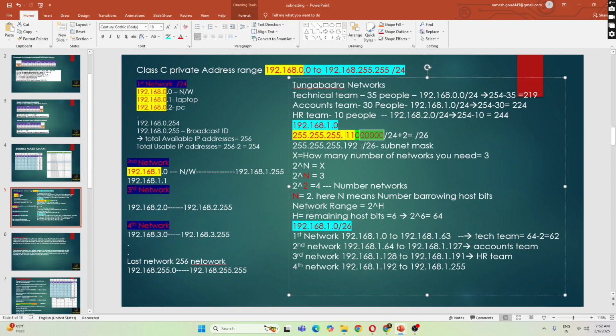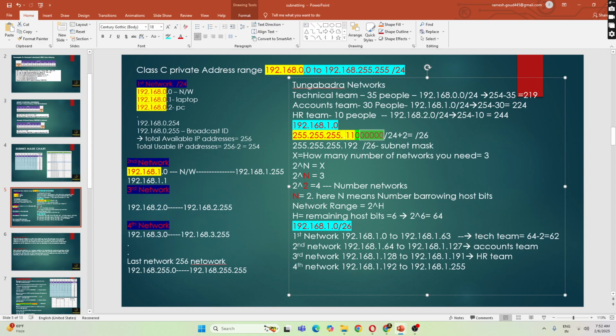Host bits will be 5. So if you borrow one more bit, how many network bits are you borrowing? N is now 3. So 2 to the power of 3 equals 8. You will get 8 networks, and each network, what is the range?